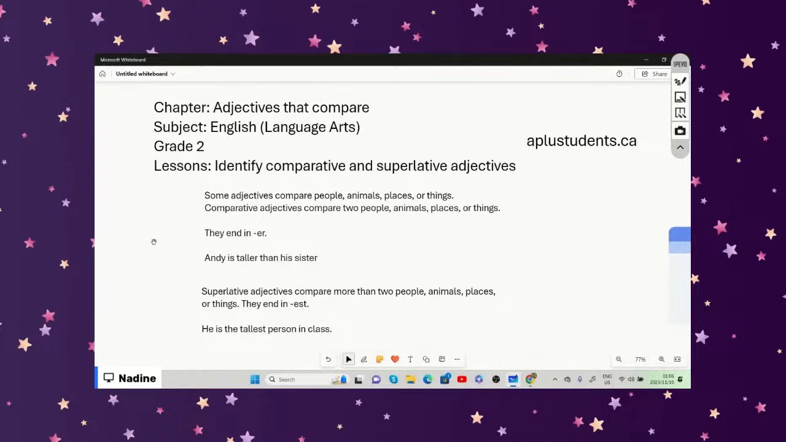We are also doing our tutorial lesson on aplusstudents.ca. If you want to go back after this lesson to recap and go over certain things, then you may go to aplusstudents.ca.